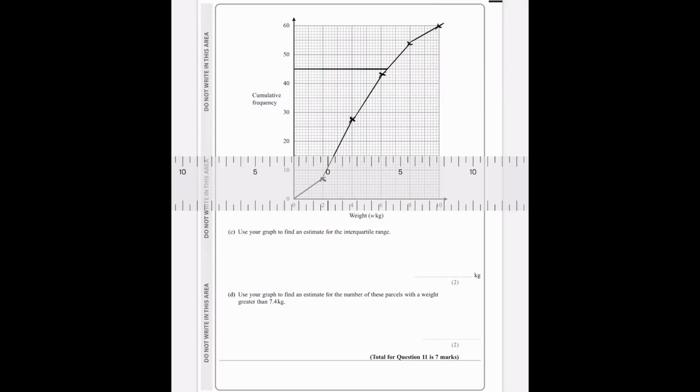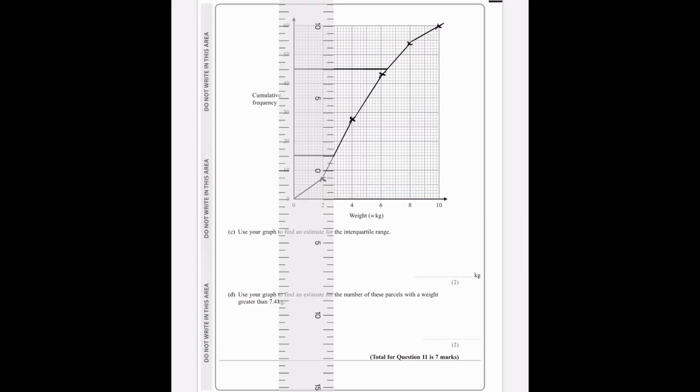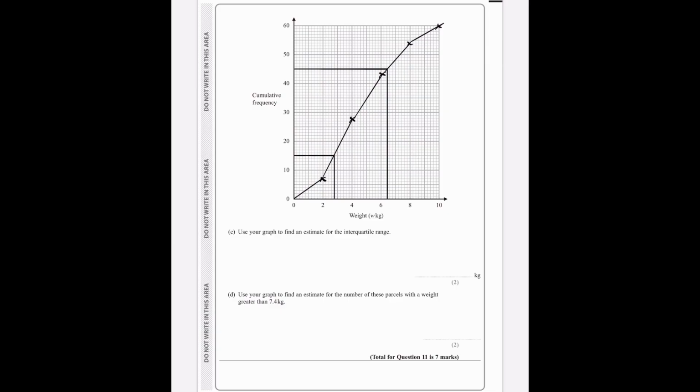Let's draw the quartiles at 45 and 15, because a quarter of 60 is 15, 3/4 of 60 is 45, and you can read off the interquartile range weights of 6.4 and 2.8. Subtract the 2.8 from the 6.4 gives you 3.6. Any answer between 3.4 and 4 is acceptable here.